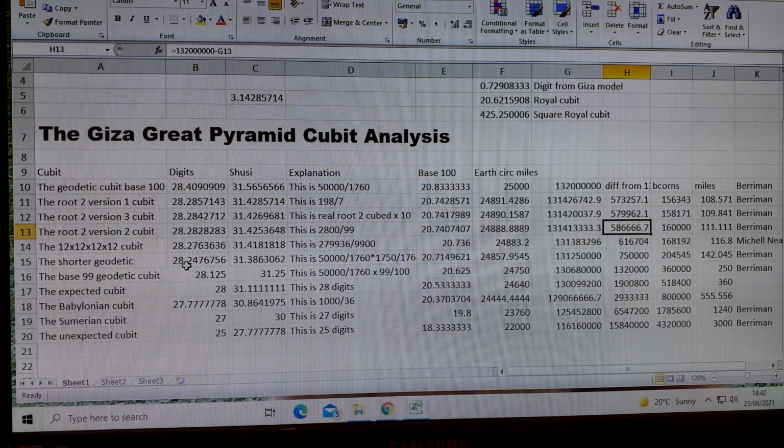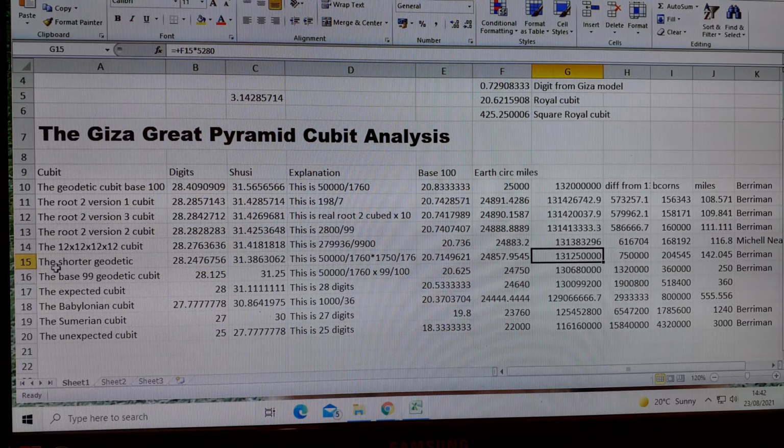The next one is the shorter geodetic, and it's this one divided by 1760 multiplied by 1750. I've called it the shorter geodetic one, and it's producing this amount here, and it's producing Jim's numbers, the shorter geodetic cubit. There it is, 131,250,000 for the Earth's circumference.